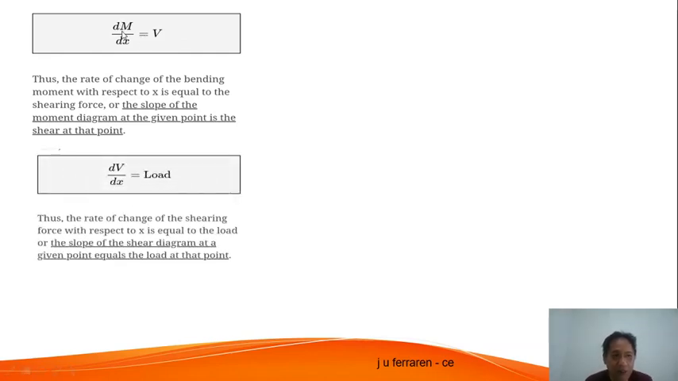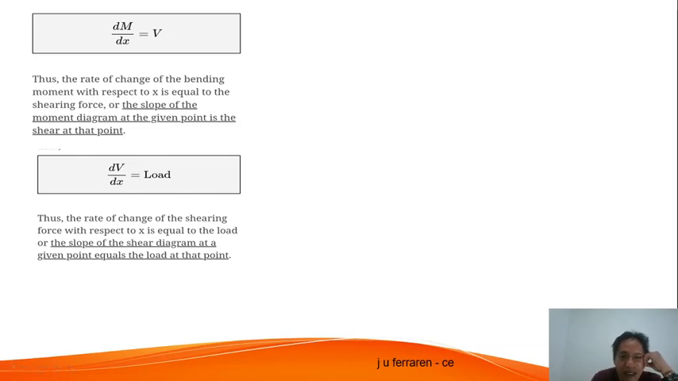So, the derivative of M with respect to x is V. Thus, the rate of change of the bending moment with respect to x is equal to the shearing force, or the slope of the moment diagram at the given point is the shear at that point. So, taking the slope of M gives you the shear at that point. If you take the slope of V with respect to x, then you can also consider the slope.